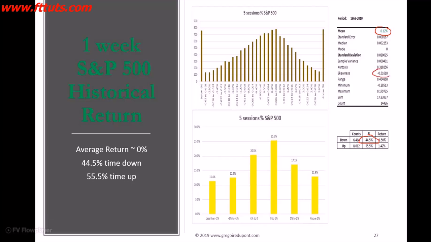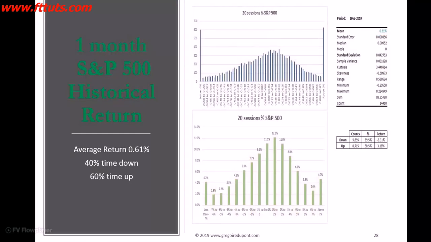Let's look now at the skewness, which is the measure of the asymmetry of the probability distribution of a real-valued random variable around its mean. Here, the skewness is negative 0.5. A negative skewness commonly indicates that the tail is on the left side of the distribution, and positive skew indicates that the tail is on the right. Clearly, here, for 1 week holding, the tail is on the left.